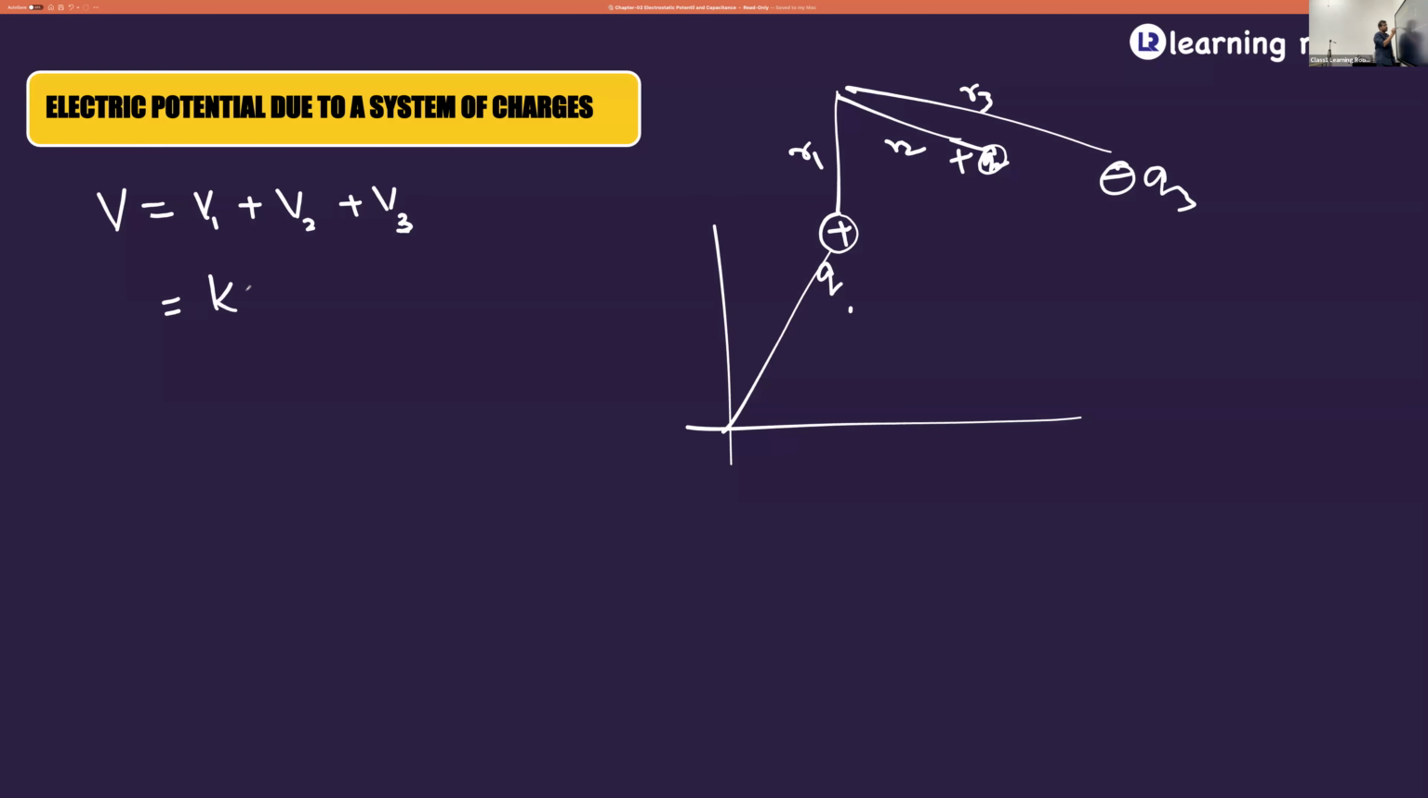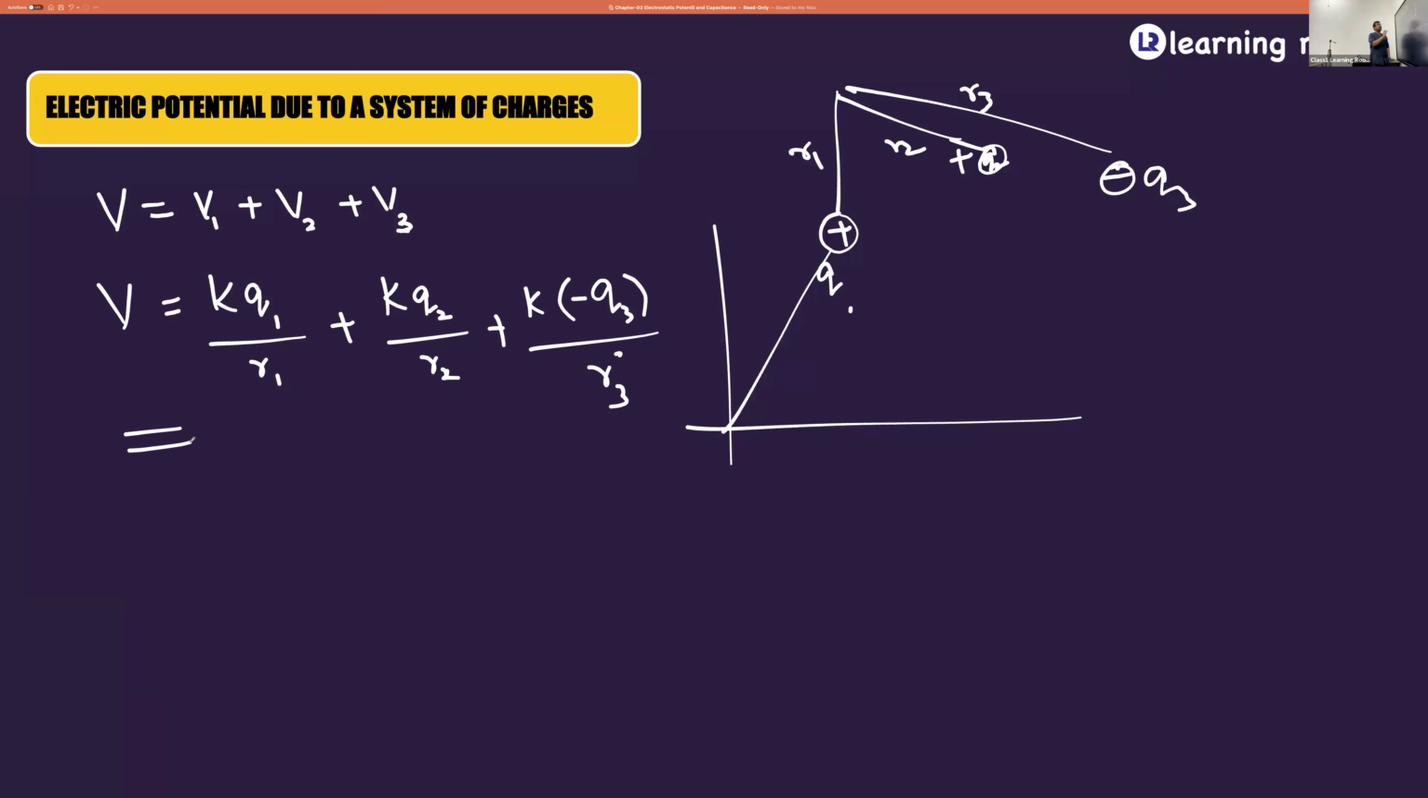So what is going to be the V1 value? It will be KQ1 divided by R1. That's what is going to be the V2 value, KQ2 divided by R2, plus K into minus Q3 divided by R3. Am I clear with this? So this is how you calculate the electrostatic potential due to a system of charges. When they just use the word electrostatic potential, by default you should understand that the reference point is infinity. So you need not add this point. This line is not needed.